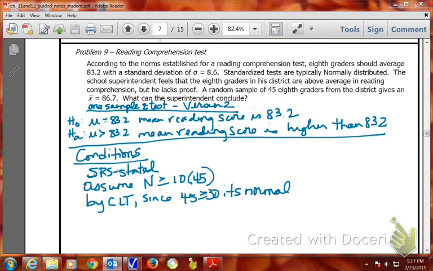Okay, so here's version 2. Notice how it starts off exactly the same as version 1. I'm doing a one sample z-test. I have my hypotheses. Notice they're written in words. And the conditions are exactly the same as the last one. So now I'm ready to move on and do the calculations piece.